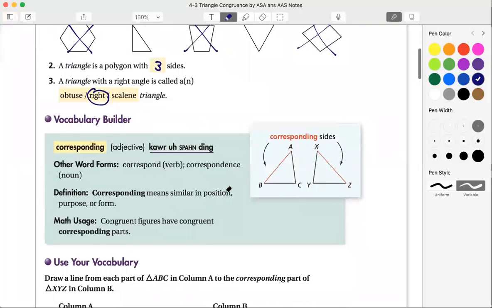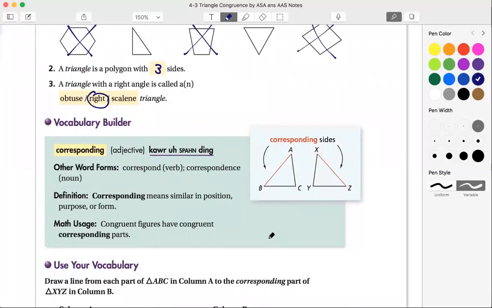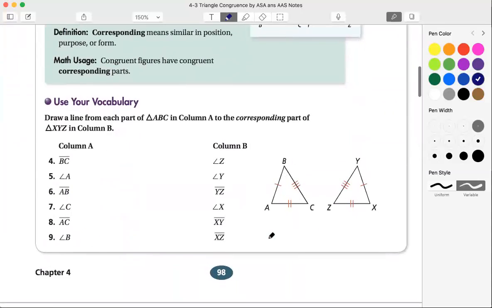Okay. So remember, corresponding. Other forms of the word are to correspond or correspondence. Corresponding means similar in position, purpose, or form. In math, congruent figures have congruent corresponding parts. So we're going to draw a line from each part in triangle ABC in column A to the corresponding part in triangle XYZ in column B.